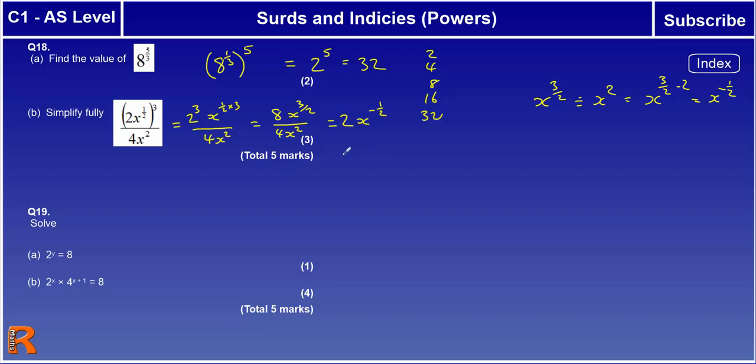Now that could be written, in a different format, as 2 over the square root of x. X to the half is the square root of x. The minus means it's 1 over that, and times by 2 is 2 over that. But this is fine, this is where I would normally leave it, but that looks a bit neater.